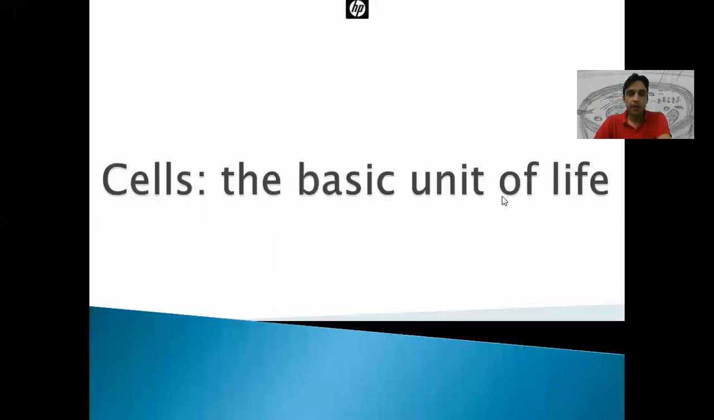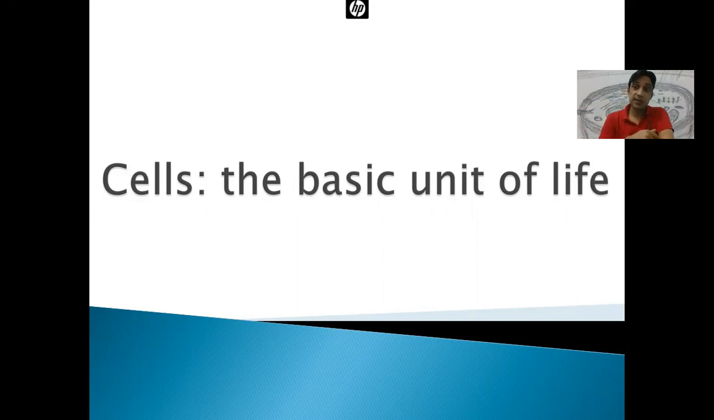So as we all know, living organisms are made up of small components, and those components are called cells. So whatever we are doing as an organism is actually executed at a cellular level. That is why it is called the structural unit as well as the functional unit. The structural unit in a sense because all the living organisms, whether they are animals or plants, are made up of cells.